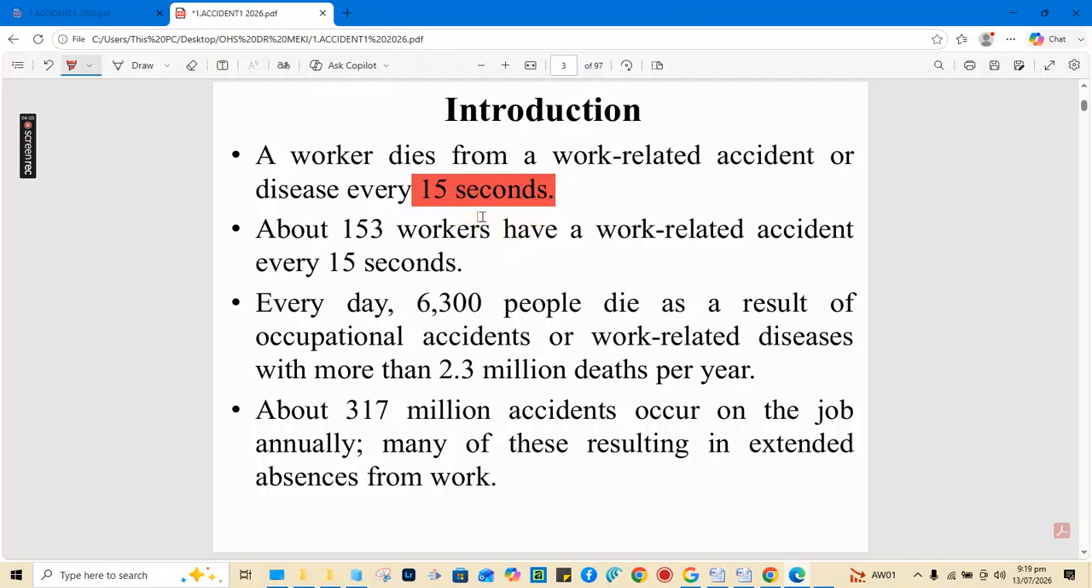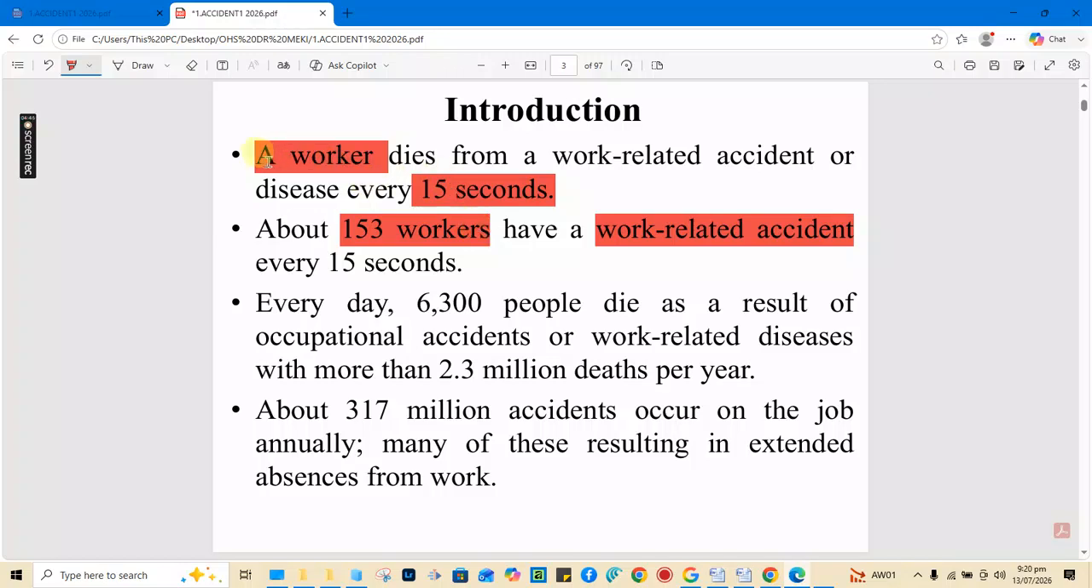Imagine, every 15 seconds a worker dies. Every 15 seconds one dies. That's incredible. About 153 workers have a work-related accident every 15 seconds. Not only so, within 15 seconds, about 153 workers have a work-related what? Accident. And how many people die in every 15 seconds? One worker dies. Okay. So these are the answers.